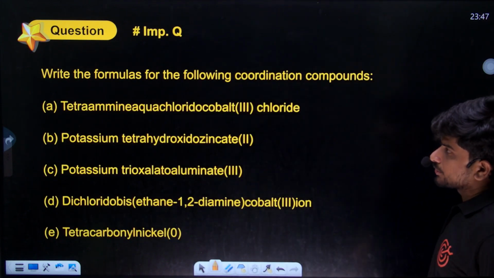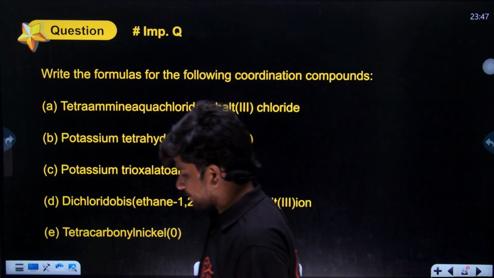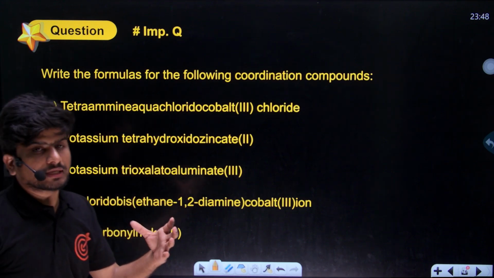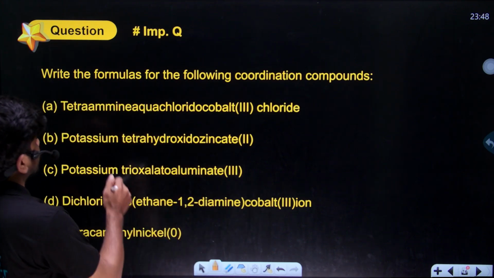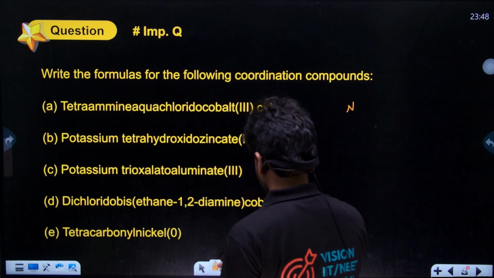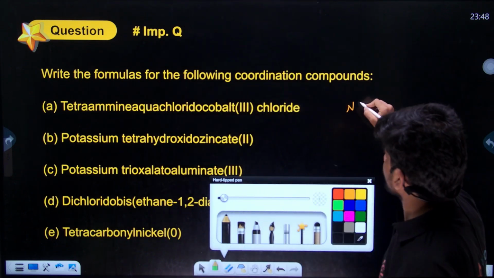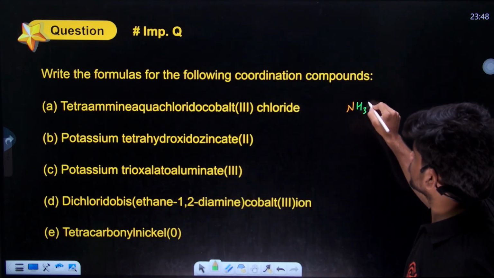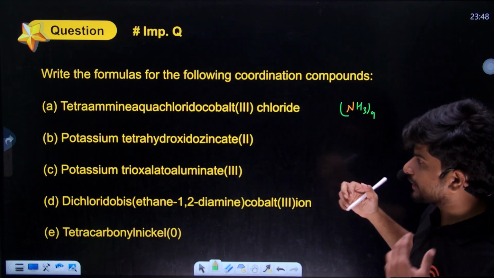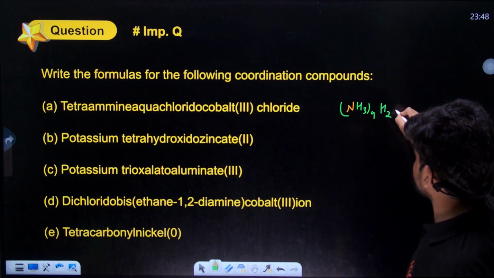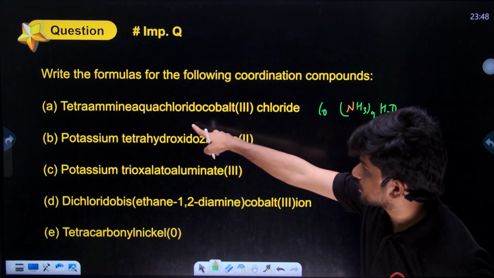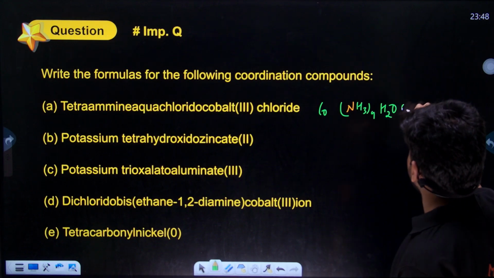Next. Write the formulas for the following coordination compounds. You need to identify what the ligands present are. So you have tetraammine, so you have NH3 four times. Next you have aqua. They didn't mention any number, right? So it is only H2O, aqua. You have cobalt, and you also have chlorido, so there is one more chlorine here.